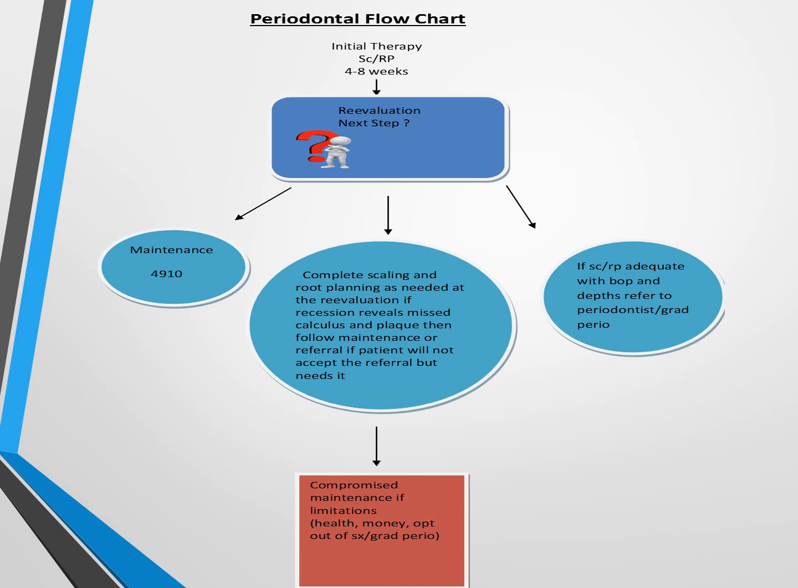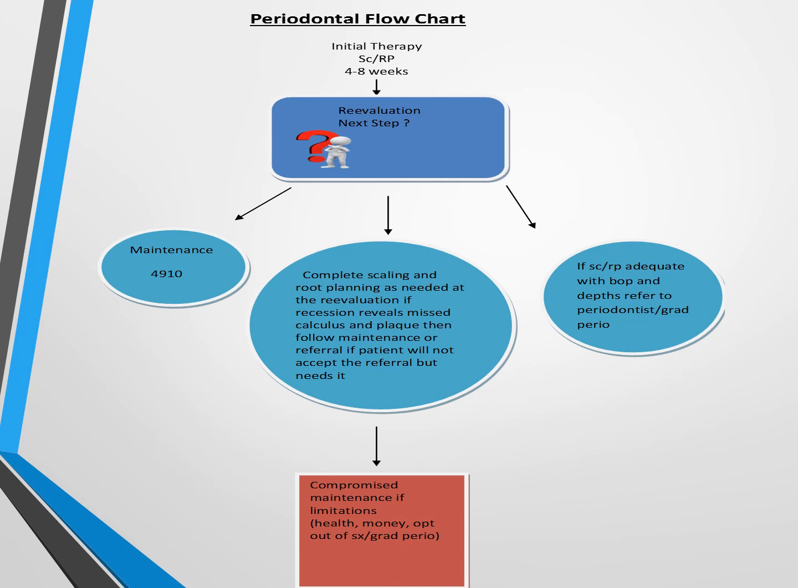Let's say they're not doing well, but they're not willing to go into surgery. That's where you drop down to the red box, which is a compromised maintenance if you have limitations such as health, money, or if they opt out of surgery or grad perio.